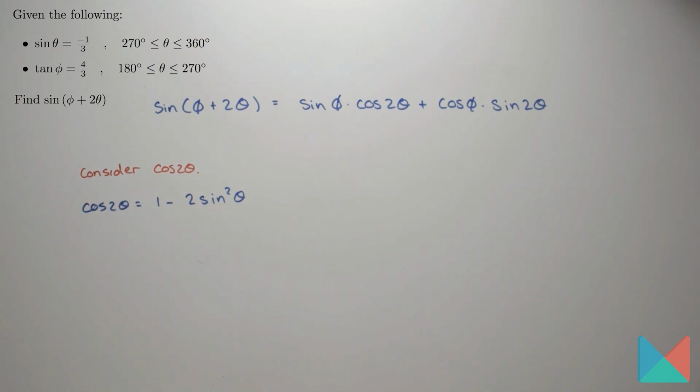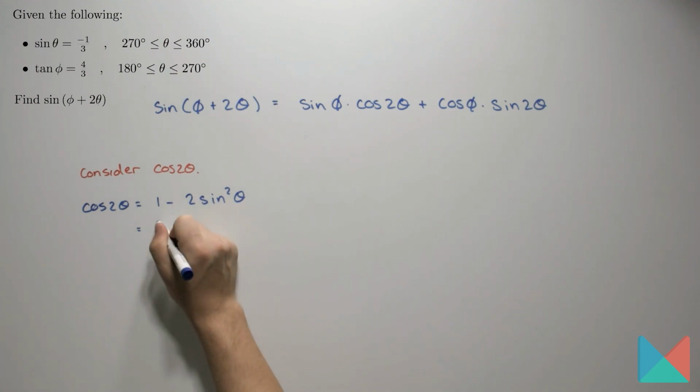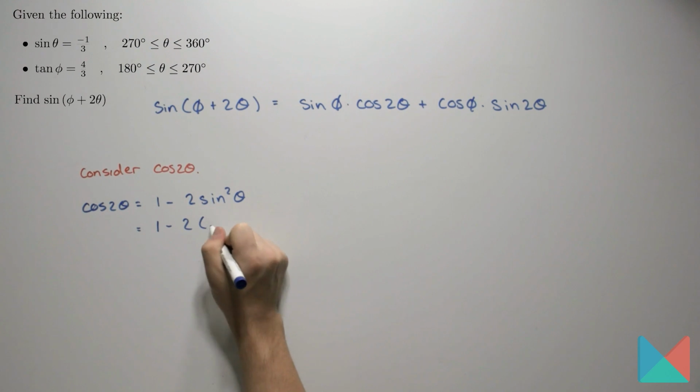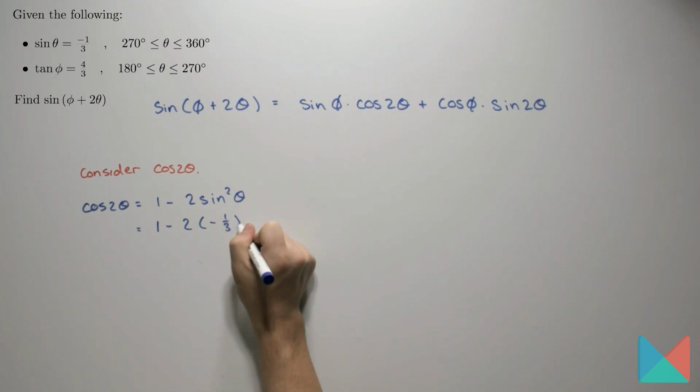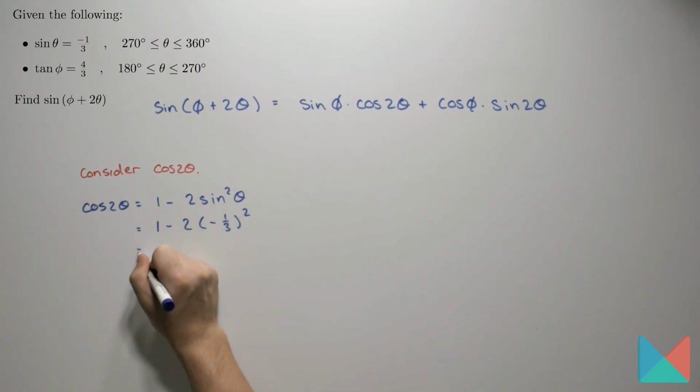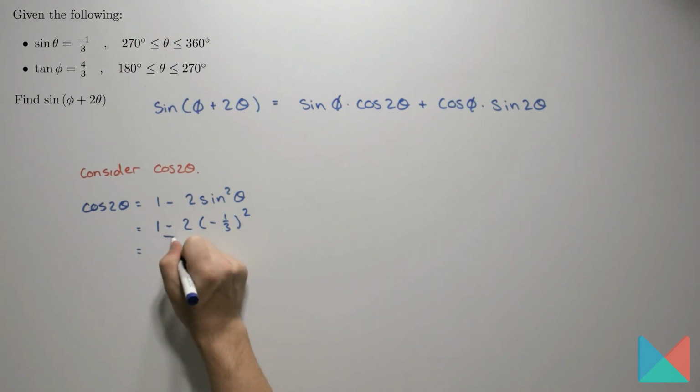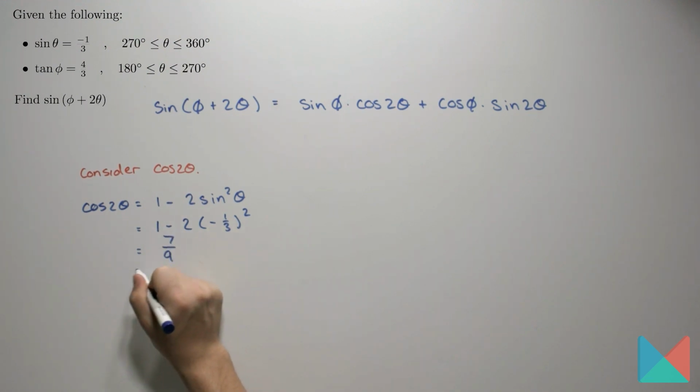And now we can just sub in our results. So the question gives us that sine of theta is -1/3. So let's sub that in. And this result is squared. And by using our calculator, we get a value of 7/9.